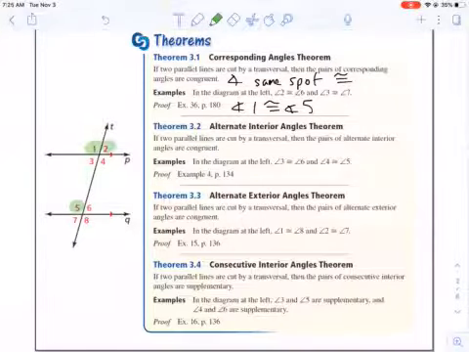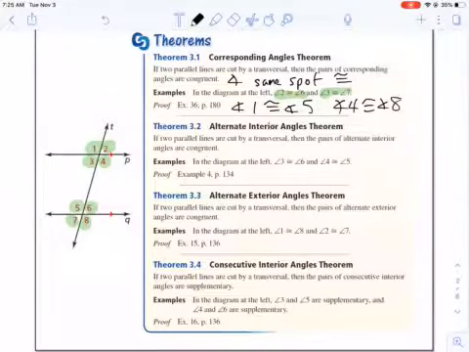2 is upper right, 6 is upper right, so 2 and 6. Lower left, so 3 and 7. Lower right, so 4 and 8. So that's corresponding angles.